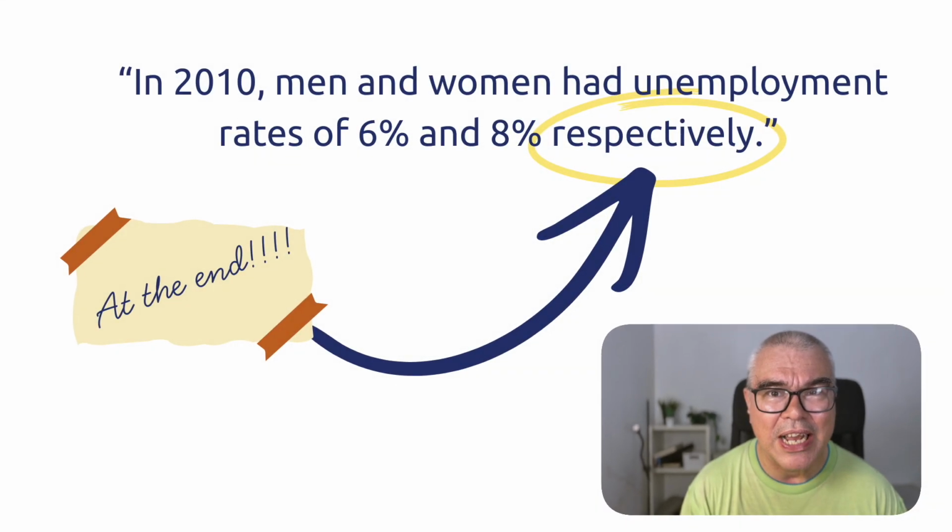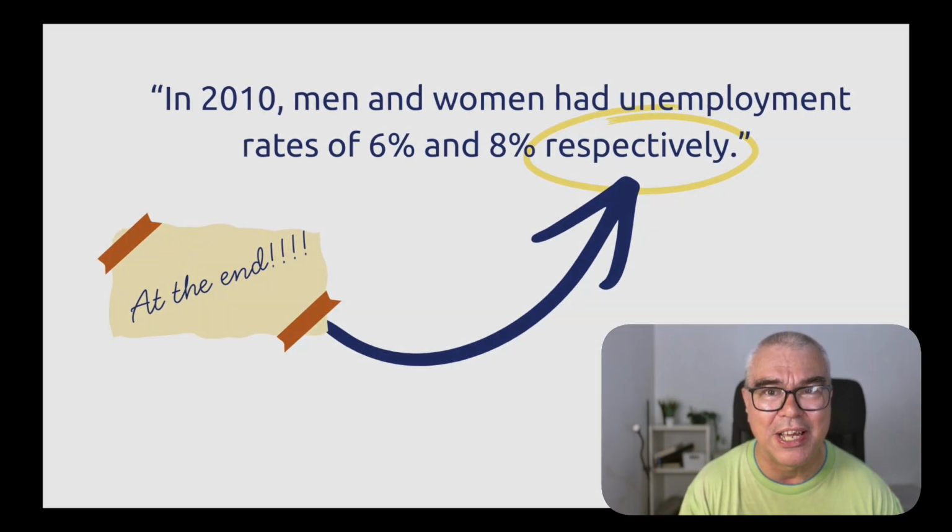Remember that in IELTS writing, you should put respectively at the end of the sentence. So, of course, the correct version should go like this. In 2010, the unemployment rates for men and women were 6% and 8% respectively.